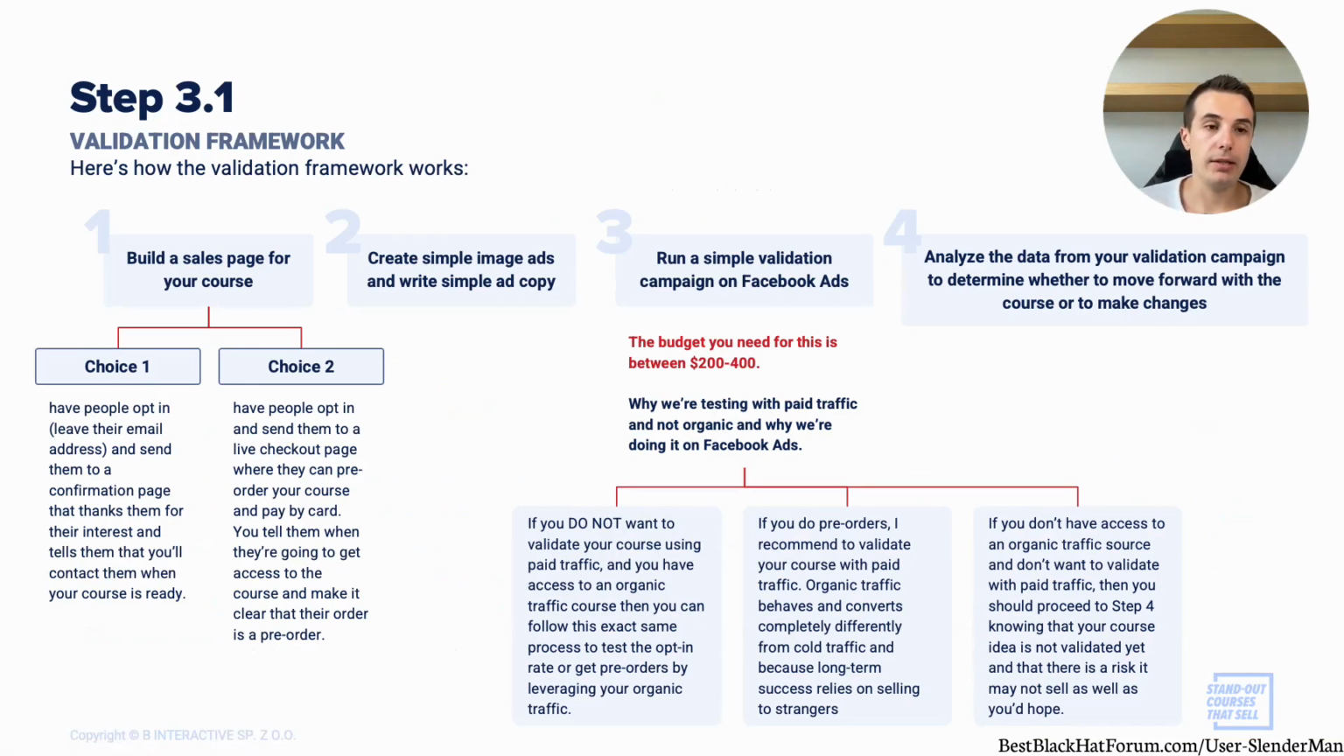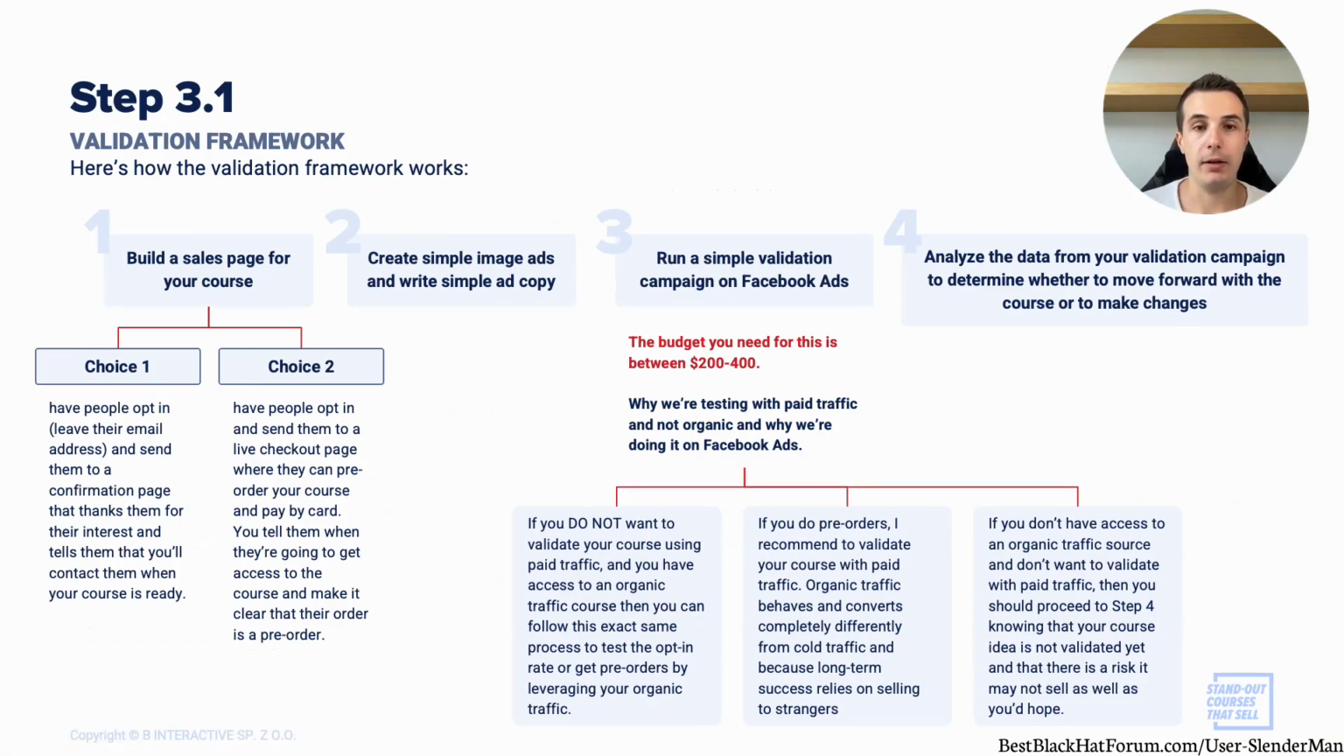After you do steps 1 through to 3 in the validation framework, we're going to analyze the data from the validation campaign to determine whether the course idea is something that we want to move forward with or whether we want to make changes. I'll show you how to determine if the data is promising or not and how to determine what to do next in another video in this step. That's it as far as the validation framework is concerned. Really, it's not very complicated. It's just those 4 simple steps.